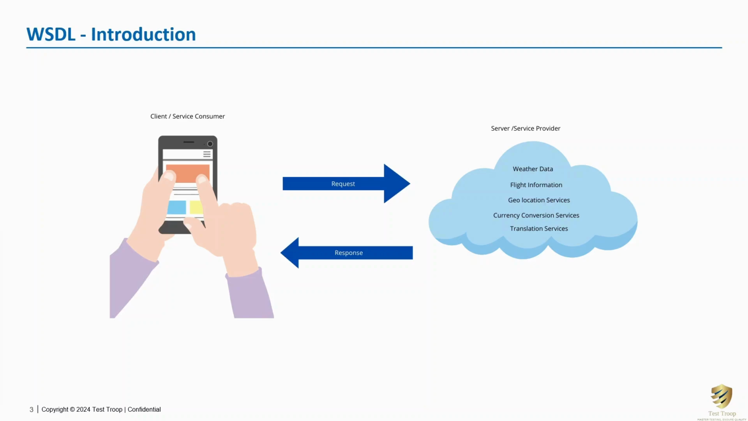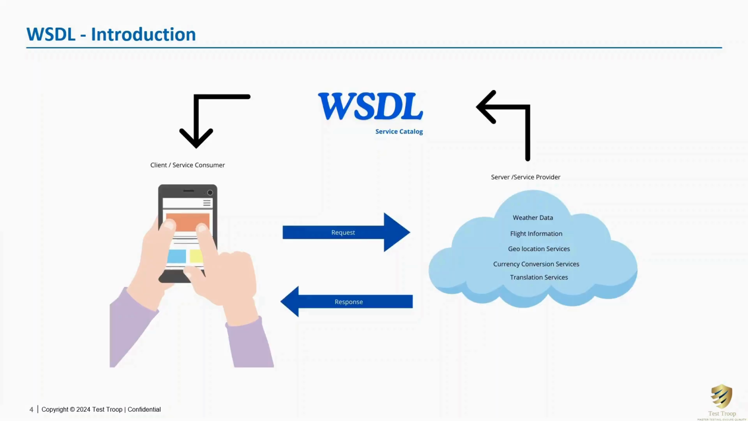WSDL acts as a service catalog that outlines the entire functionality offered by web services. WSDL stands for Web Service Description Language. It is an XML-based document that describes what web services can do, what data they expect, and how to interact with them. WSDL documents are authored by developers or system architects. The service providers publish this document on a private or public server to make it available to the client.